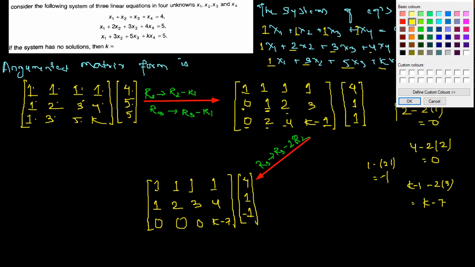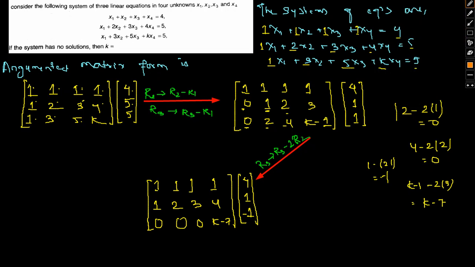So now, for no solution, k minus 7 must be equal to 0. So therefore k should be equal to 7, which is the final answer.